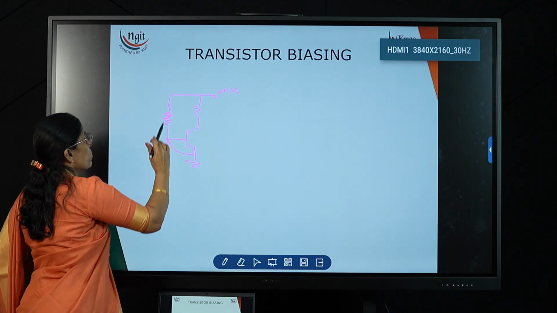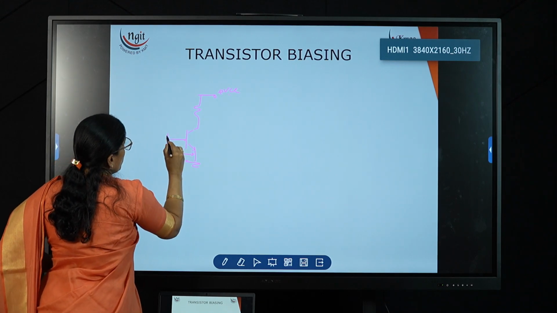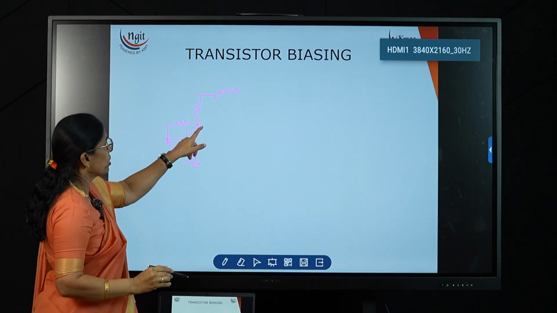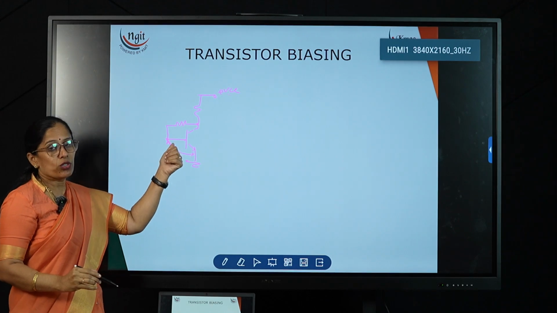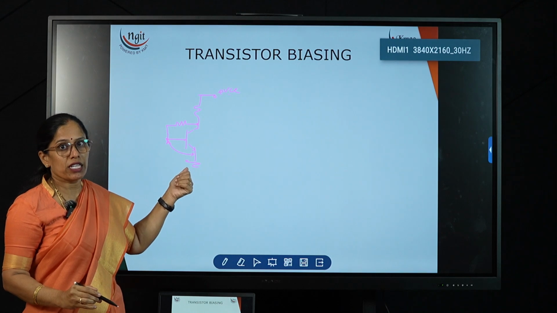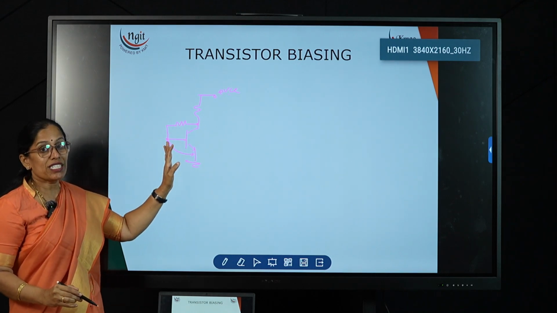And one more method: instead of applying this resistor directly to the supply, we are connecting it to the collector. Like this also we can make this junction on. This is called the feedback resistor biasing, or collector to base resistor biasing. So this is the second method.